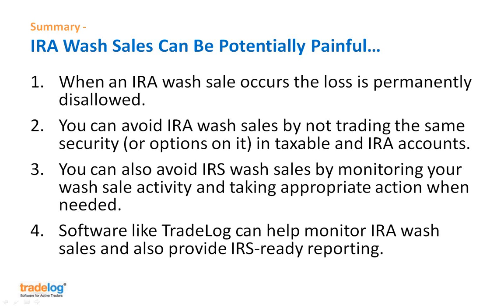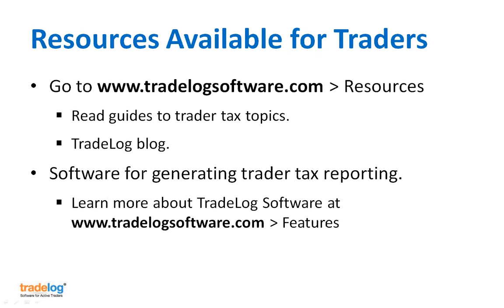So if you get your 1099 from your broker, remember they haven't adjusted for all the wash sales, especially not IRA wash sales. So you'll need to use a tool like TradeLog to help you create the IRS ready reporting based on the rules for taxpayers.